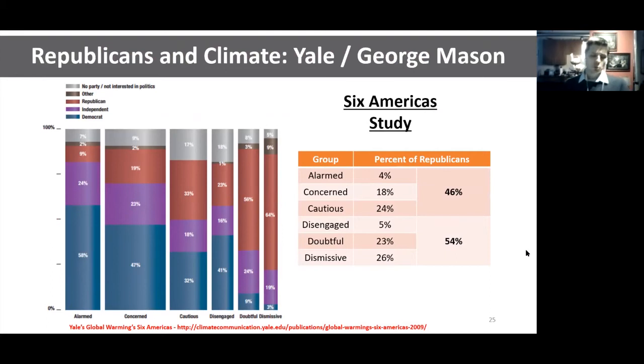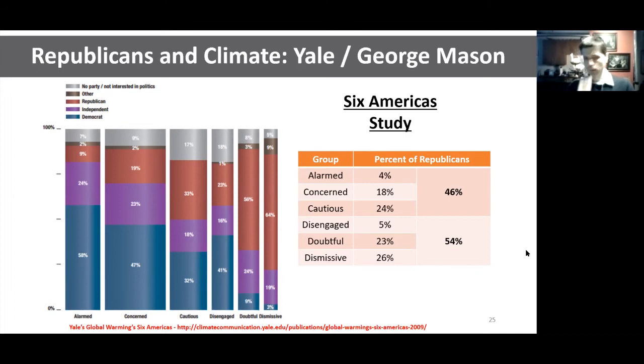The next study is one that I'm sure many on the line are familiar with. This is the Yale George Mason work, the Center for Climate Communication. And they originally developed this quite a while ago, back in 2009, I believe. I think there's been a lot of other polling done since, but this Six Americas study has sort of served as a foundation for understanding where the public at large is on climate change, even if the numbers have probably changed over time.